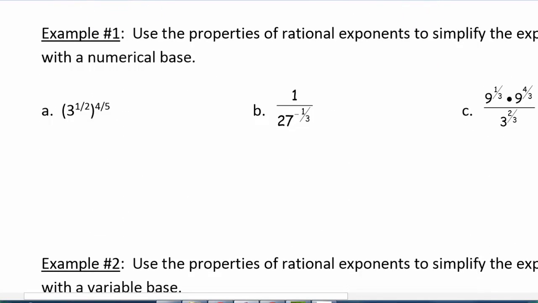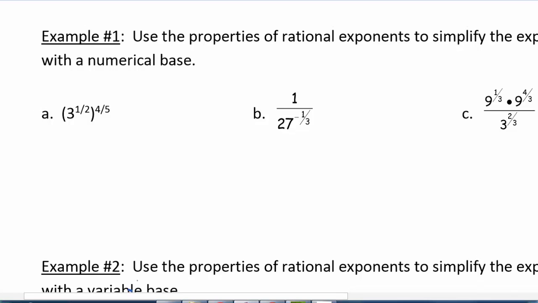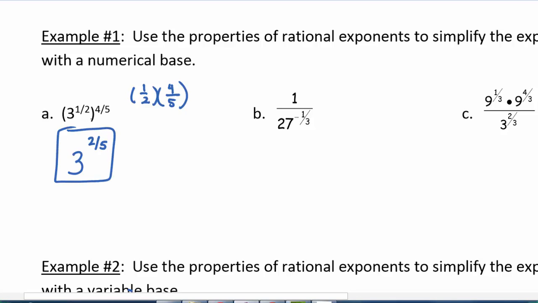Okay, so example 1. Use the properties of rational exponents to simplify the expression with a numerical base. So all I mean is that these bases are numbers, and they have to be the same in order to use the properties above. So here my base is 3. Remember, the base really always stays the same. Then I need to multiply the powers, right? Power to a power, multiply the powers. So you can take out your calculator and do 1/2 times 4/5. That is 2/5. Okay, so 3 to the 2/5 power.